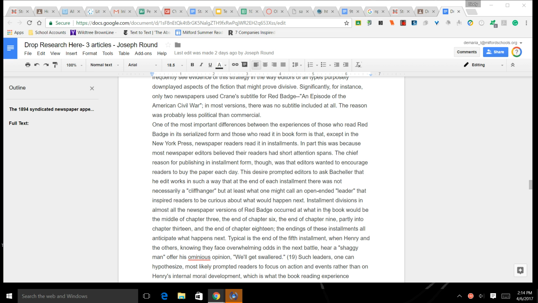I'm using Joey Rounds today, and he's doing his book on the Red Badge of Courage. So this section right here says one of the most important differences between the experience of those who read Red Badge in its serialized form and those who read it in book form is that, except in the New York press, newspaper readers read it in installments. In part, this was because most newspaper editors believed their readers had short attention spans. The chief reason for publishing in installment form, though, was that editors wanted to encourage readers to buy the paper each day. Okay. And then it goes on to talk about cliffhangers and an open-ended leader. So all of this is about the style and format of the book.